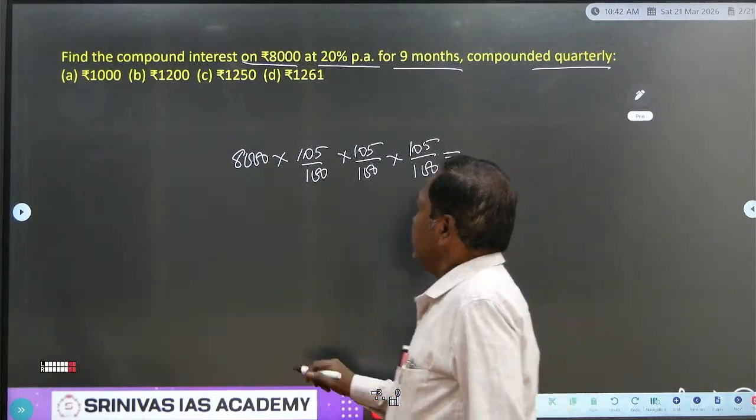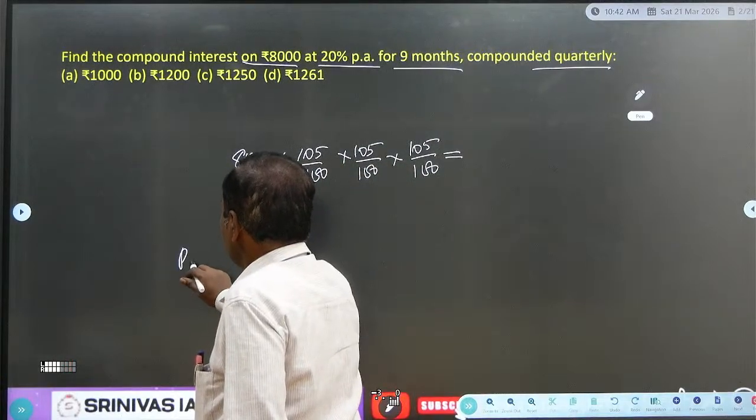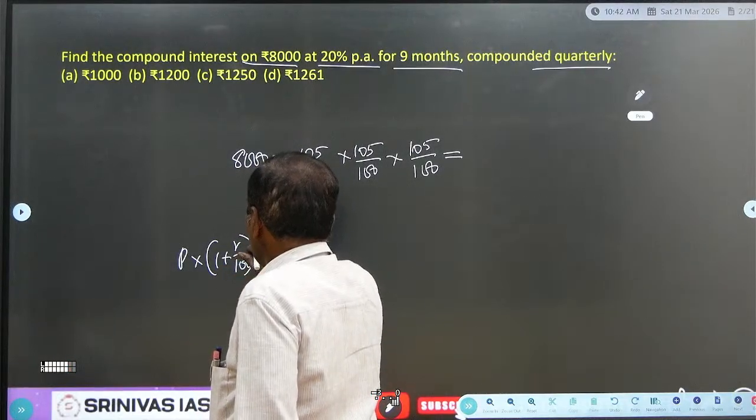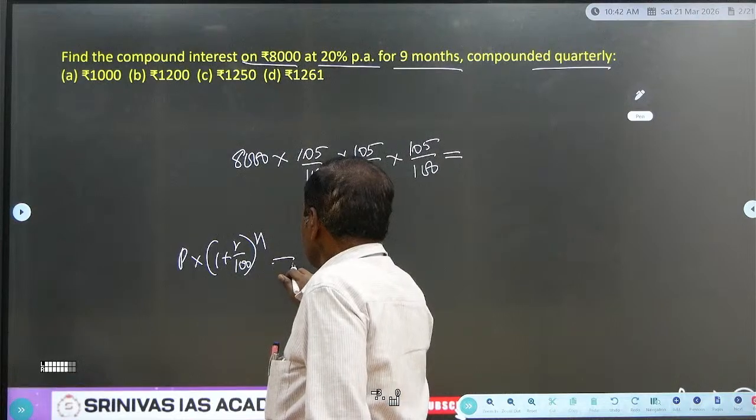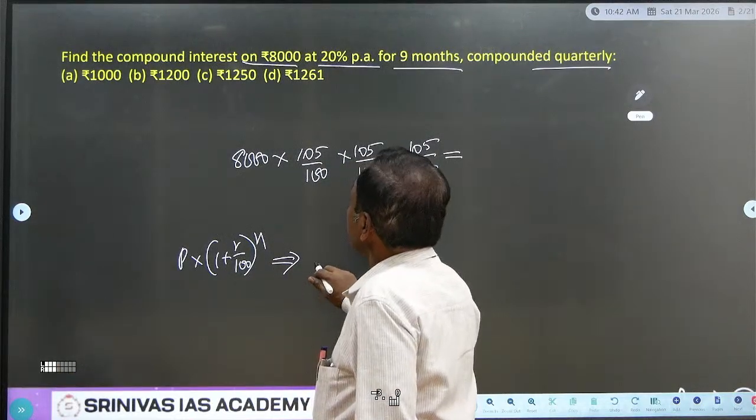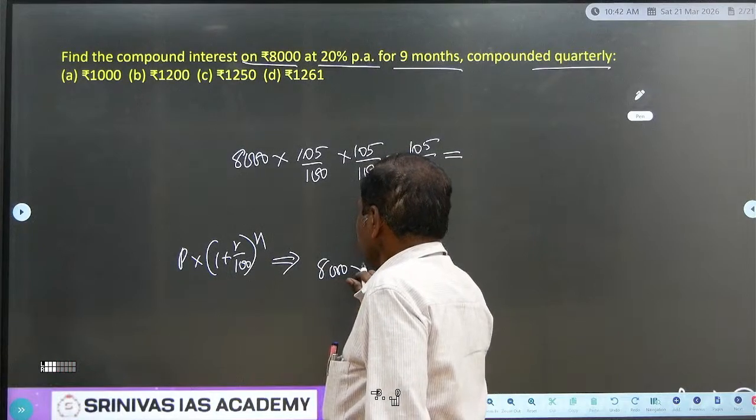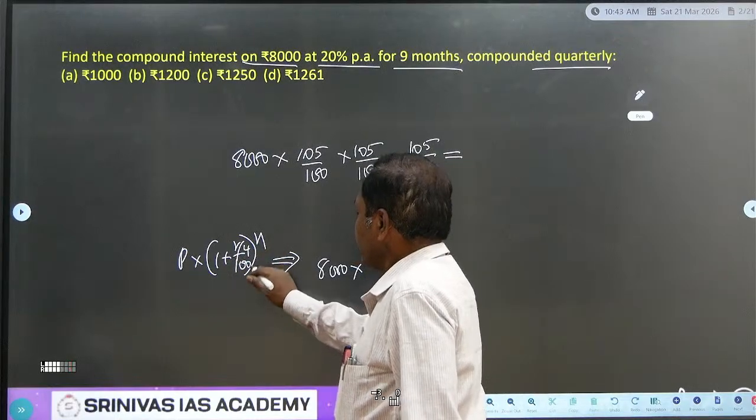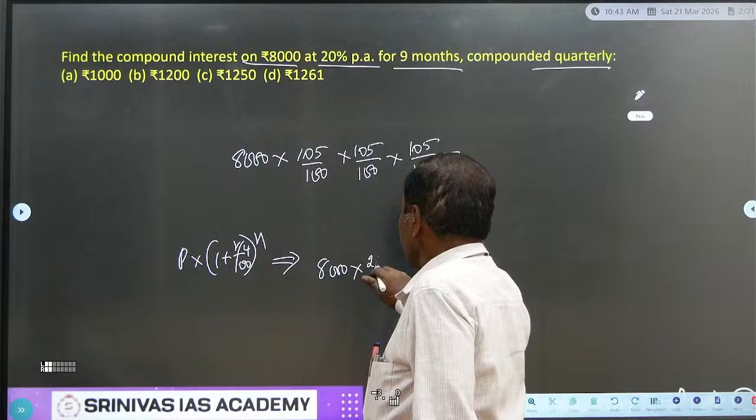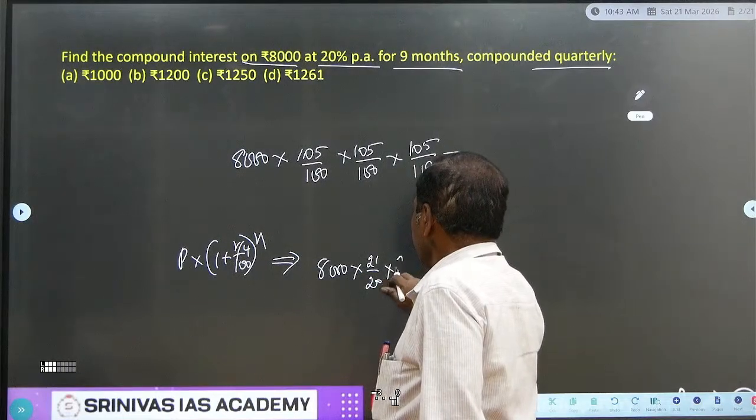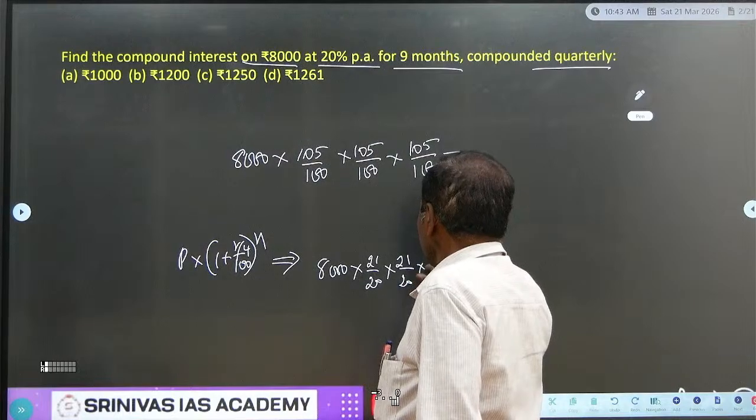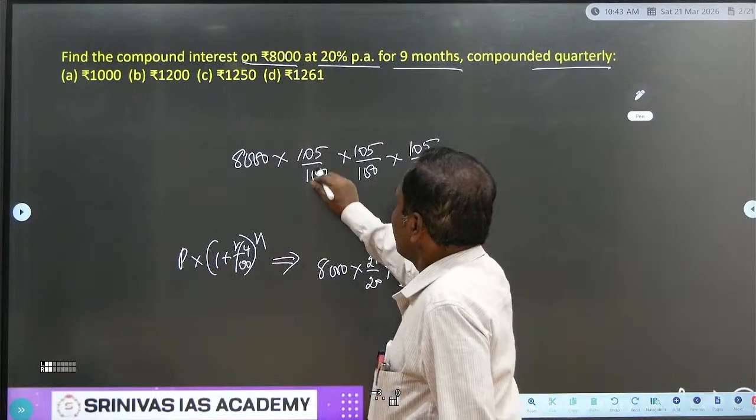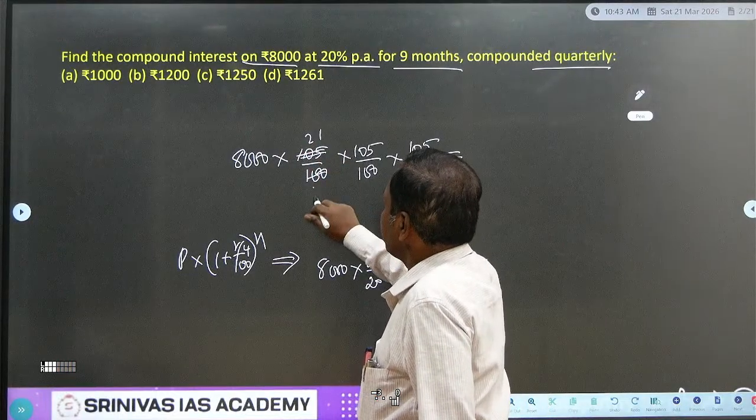You will calculate. But if you apply the formula, what will happen? P into 1 plus rate by 100 to the power of n. Next step is you can take the principal money, 8,000 into rate by 4. It means 5. 21 by 20 into 21 by 20 into 21 by 20. You will get the amount.